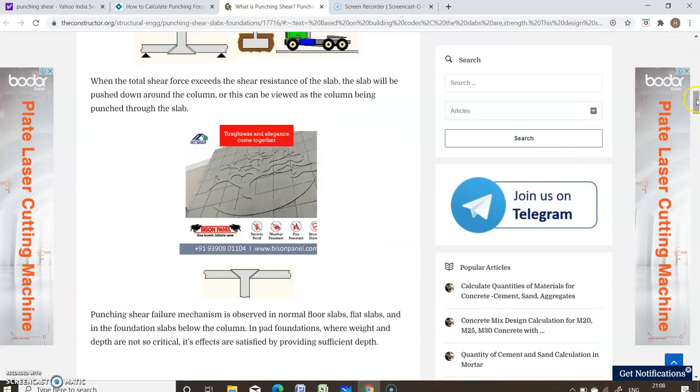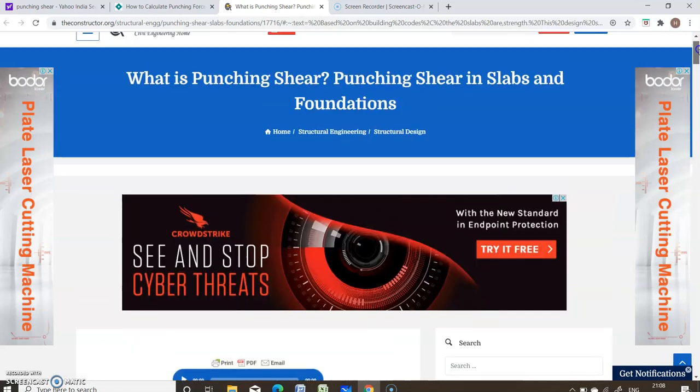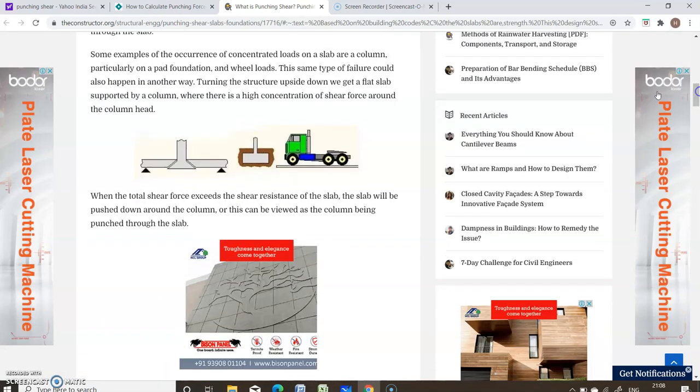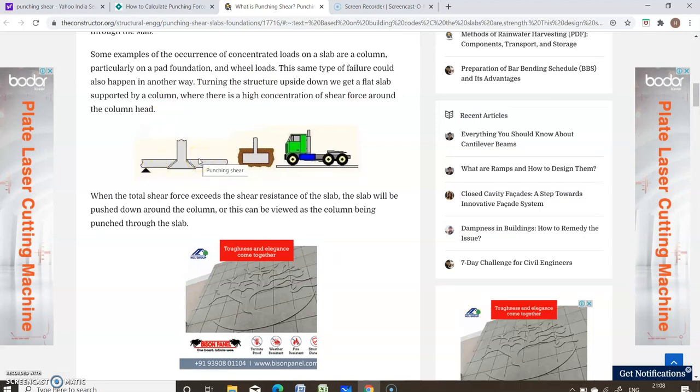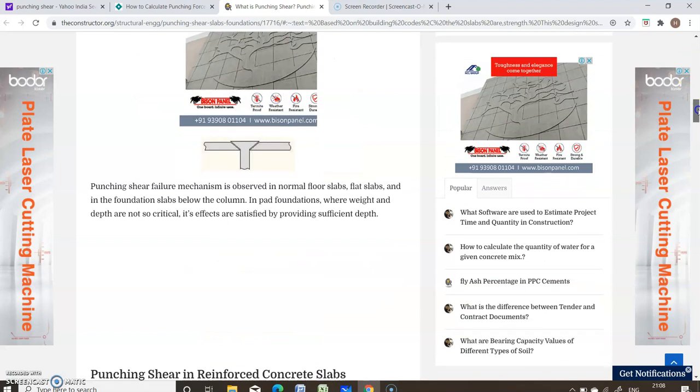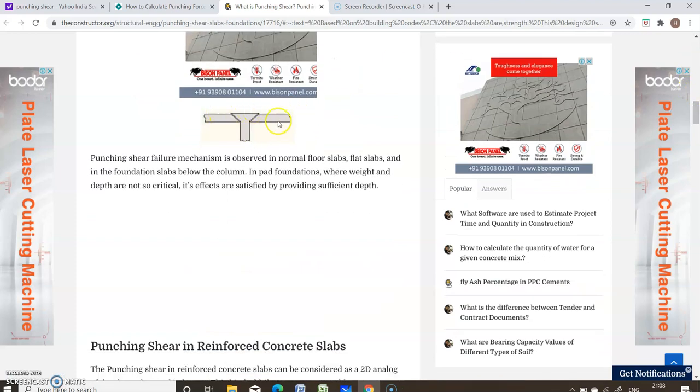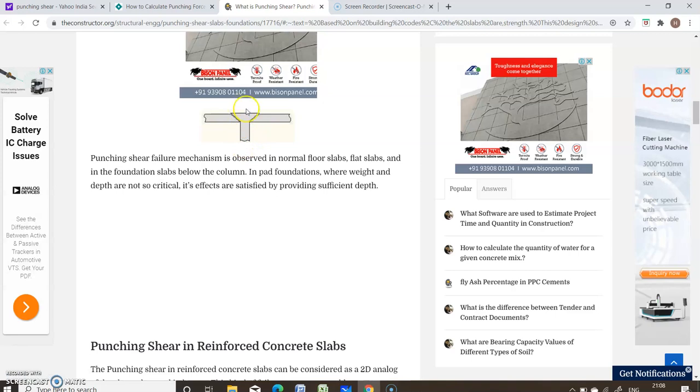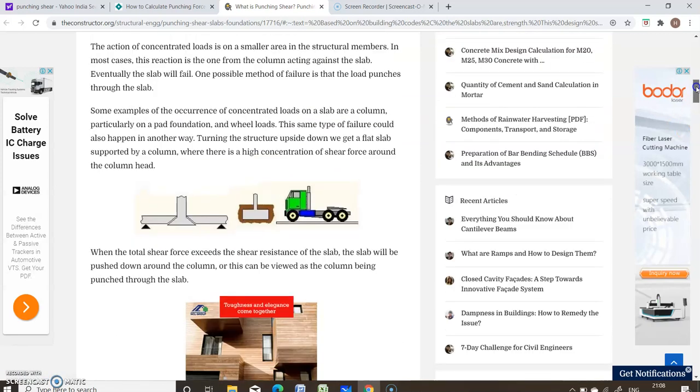So punching shear will occur when there is a concentrated load acting on a column which is supporting a floor slab, or it may occur in pad footings, or in wheel loads acting on bridge slabs, or in a column which is supporting the roof slab. This column may punch through the roof slab, or this column may punch through the floor slab. These are some cases of punching shear failure.